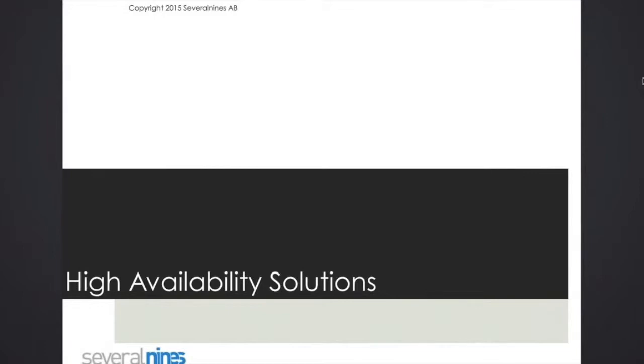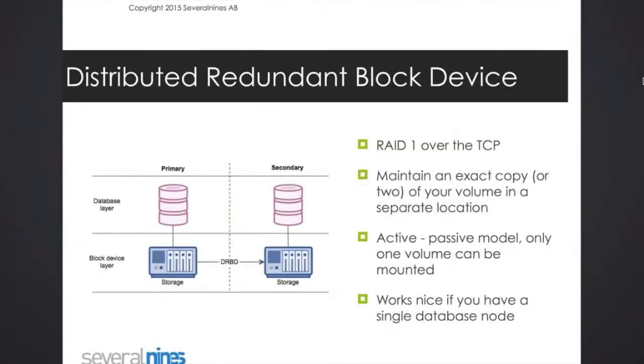Let's now discuss a little bit of the high availability solutions for MySQL, because there are plenty of them, and we definitely won't cover all of them today. Let's start with DRBD. It's a distributed replicated block device. Basically, this is RAID 1 mirroring over the network. So we are talking about mirroring a block device over the TCP protocol. The point is to maintain an exact copy or two, one for disaster recovery, of your volume of your block device in a separate location.